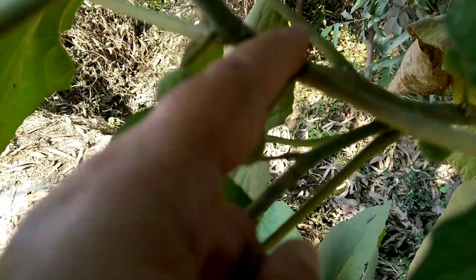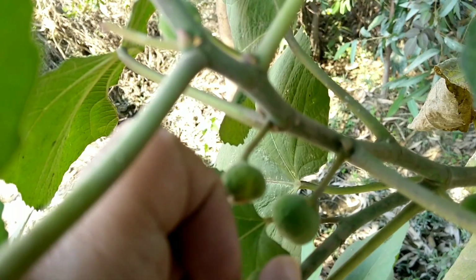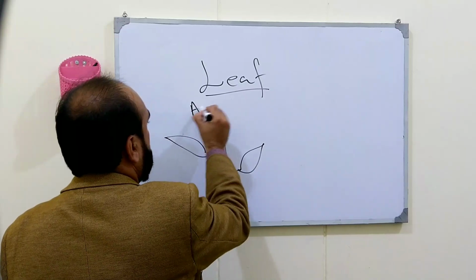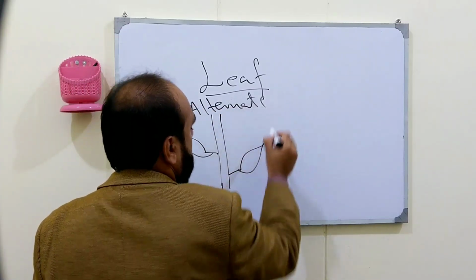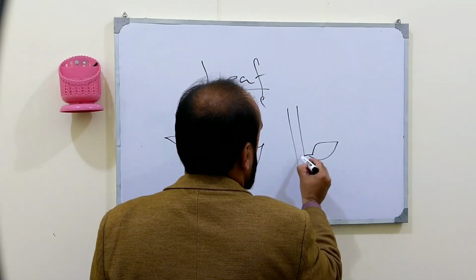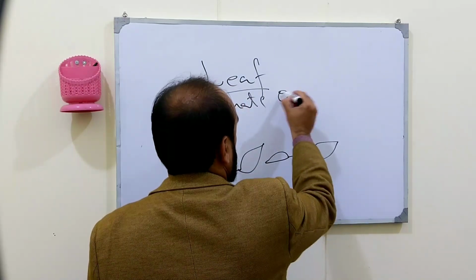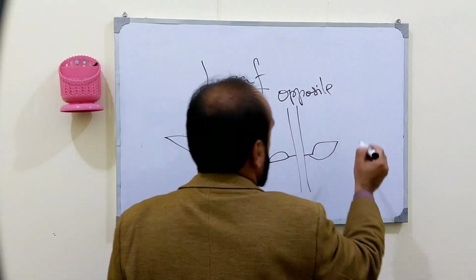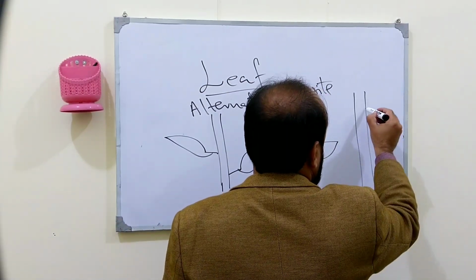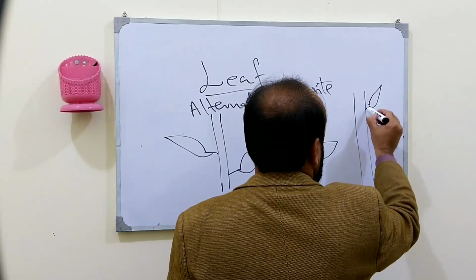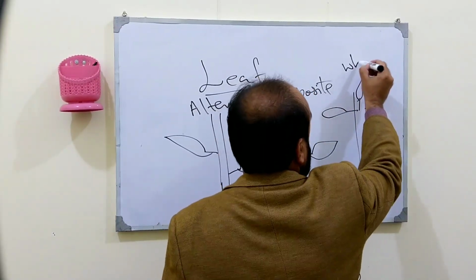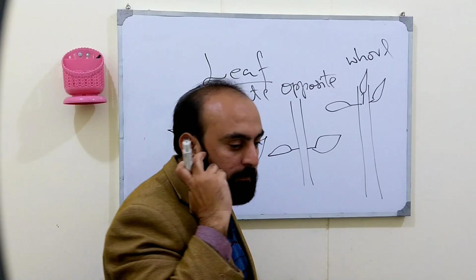If we talk about leaf arrangement on the stem, it can be alternate. This is the alternate type of leaf arrangement, or there can be opposite leaves, or leaves can be arranged in the form of a whorl. This is whorl arrangement.